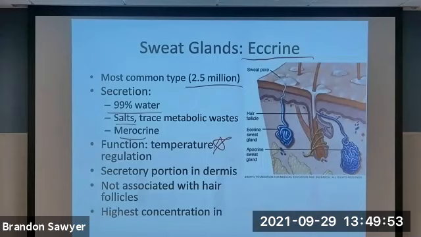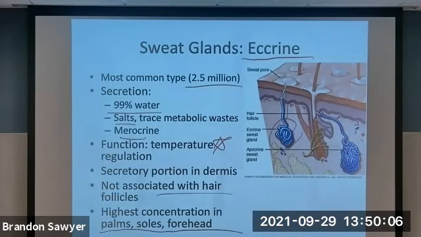Okay. These are not associated with hair follicles, and we have the highest concentration in our palms, soles, and forehead. We can see those here, not associated with a hair follicle at all. It's kind of interesting: you'll see that the end of the duct is actually right there in the bottom of the epidermis. So the water just squeezes its way through those cells in the epidermis. The duct doesn't go all the way to the top of the epidermis, which makes sense because those cells are constantly being turned over, so you'd be losing the end of that duct constantly.